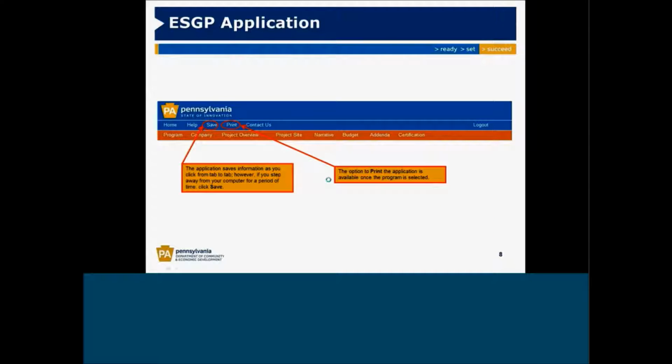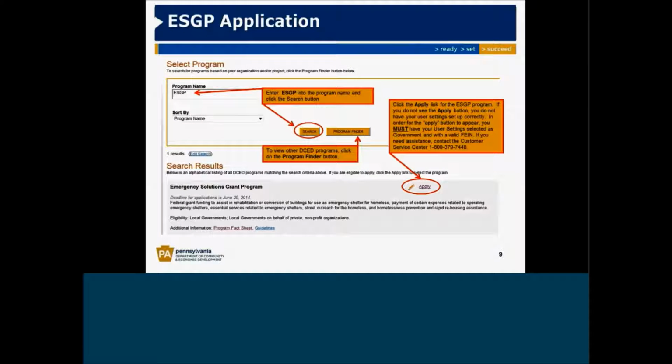And here on the next page, it shows you that you have to save your information. So it says the application saves information as you click from tab to tab. So if you clicked any of those tabs, it will save the information for you. But if you're going to be away for a while, click Save. You can also print your application. It gives you the button up there where you can have the option to print.